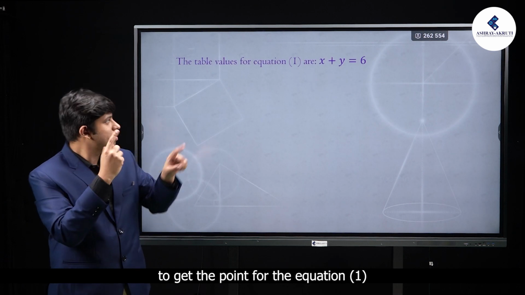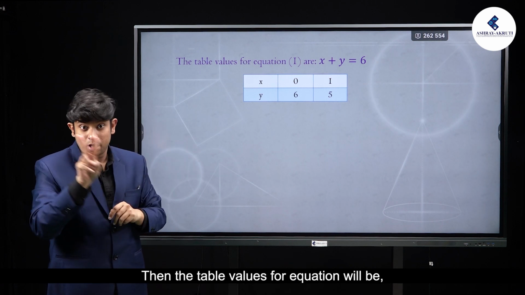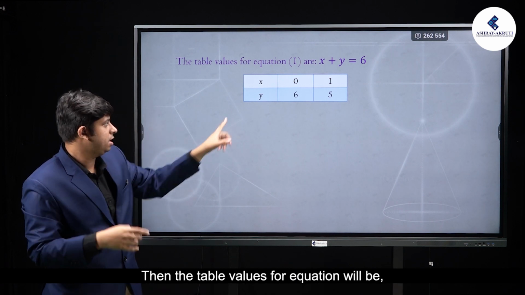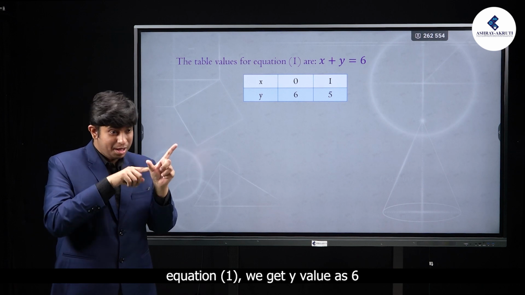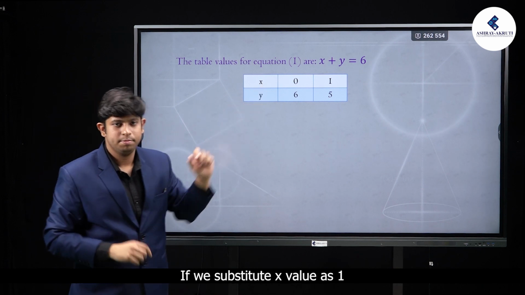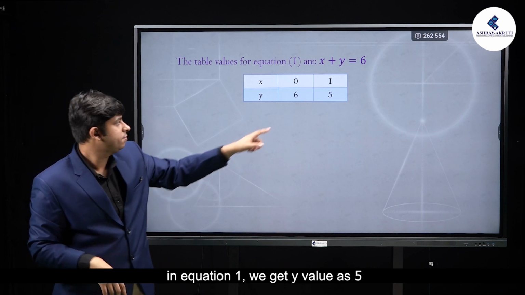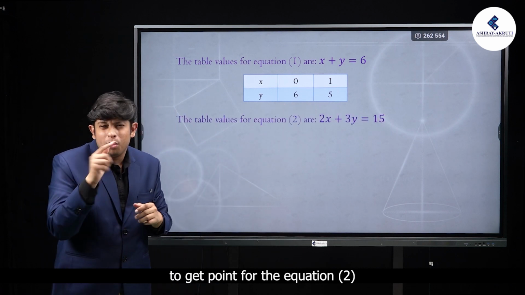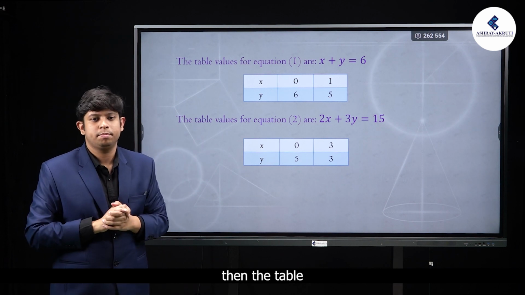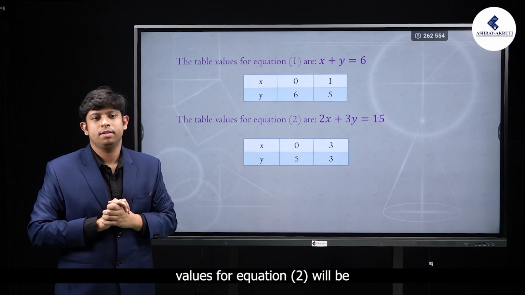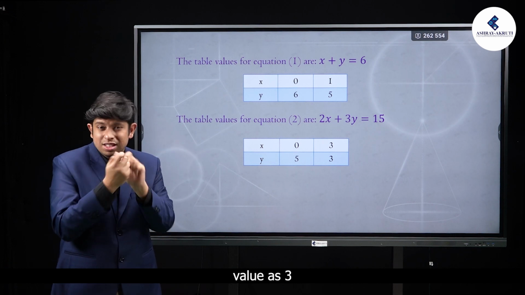To get the points for equation 1, substitute different values of x and y in equation 1. Then the table values for equation 1 will be: if we substitute x value as 0 in equation 1, we get y value as 6. If we substitute x value as 1 in equation 1, we get y value as 5. To get points for equation 2, substitute different values of x and y in equation 2. Then the table values for equation 2 will be: if we substitute x value as 3 in equation 2, we get y value as 3.